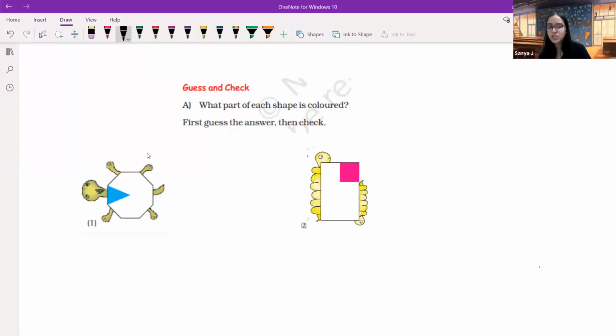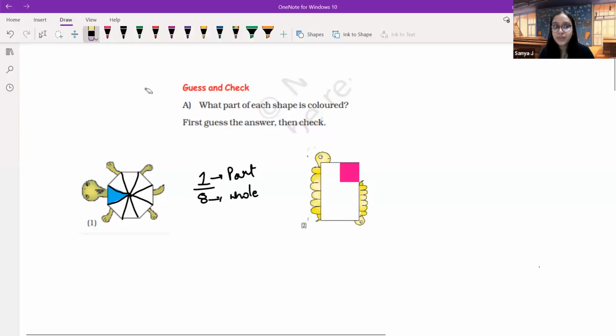In the first shape, we have an octagon in front of us. If we try to connect all these edges over here like this, we will get 8 equal parts. Correct? Let's count. 1, 2, 3, 4, 5, 6, 7, and 8. Yes, we have 8 equal parts, and out of 8, one part is shaded. So we can call this 1/8. One part is shaded out of 8 complete whole. Right, everyone? Yes, so that's going to be 1/8.